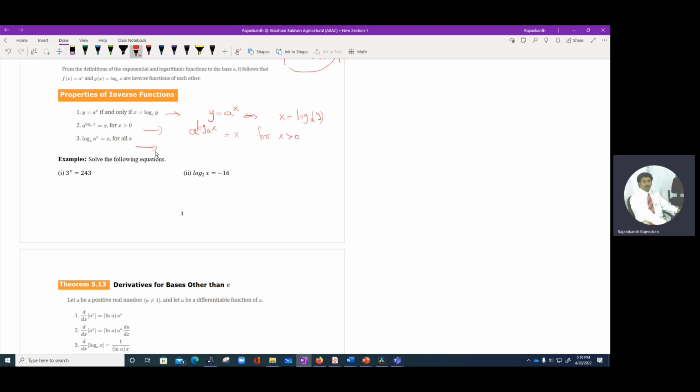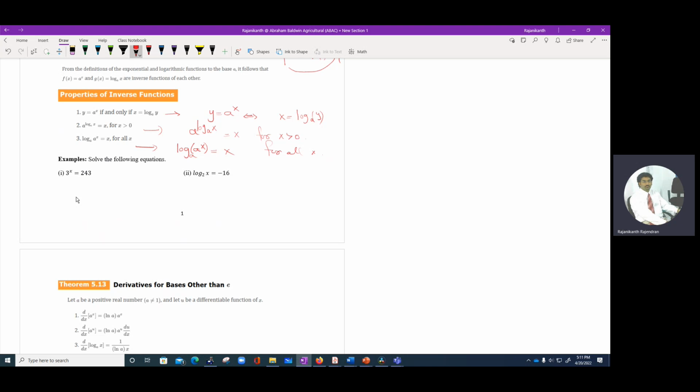And the third property says that the log of any exponential a to the x with base a is equal to x for all x. This is true even for a negative number as well. So this is another property of log. Using these, you could solve the given problem for x.